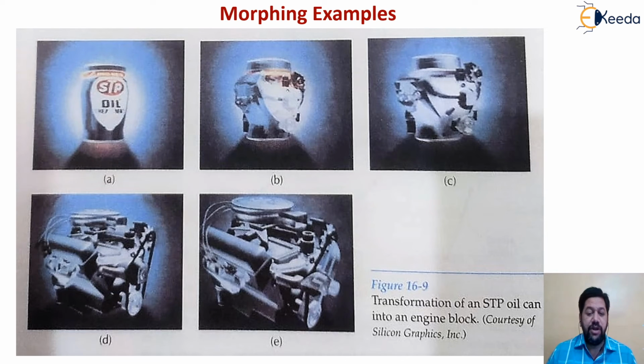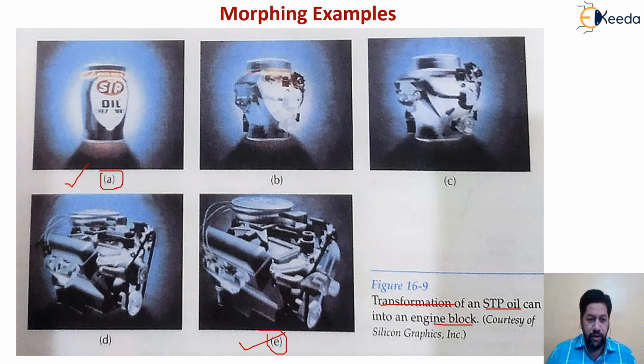Definitely the reason we have shown this diagram is that I want to show the transformation of an STP oil box into the engine block. So my initial diagram, diagram A, is my keyframe K. I want to show the morphing, the transformation, from this into the object that is my engine block. So the oil box is converted into the engine block.